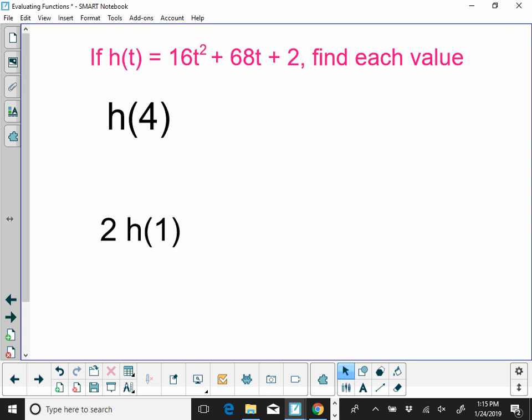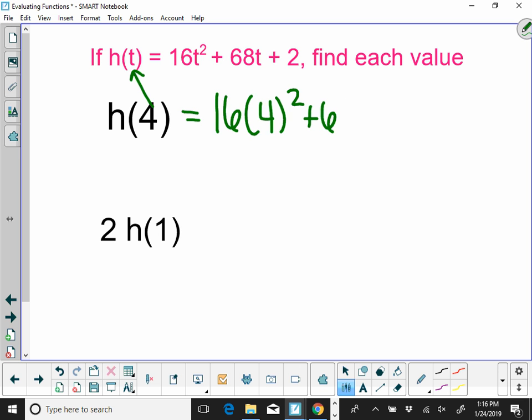Back to our next one. Okay, so what are we putting in here? For the first one, 4 goes everywhere you see what letter this time? T. Okay? And y'all, you see right here, they just took out T and put 4 in its place in the problem. So 16 times 4 squared plus 68 times 4 plus 2.